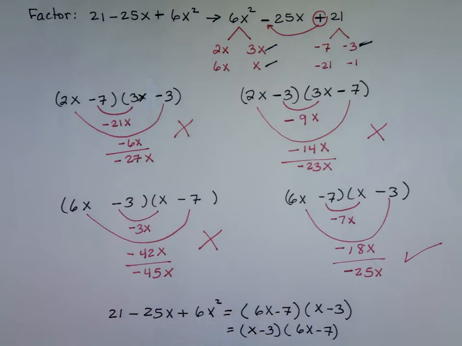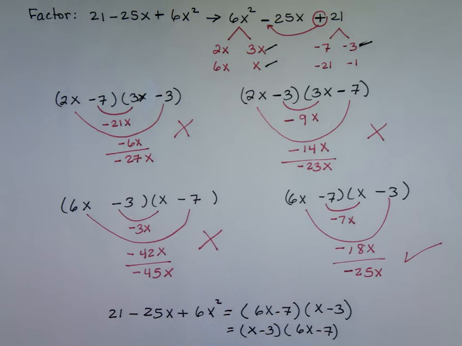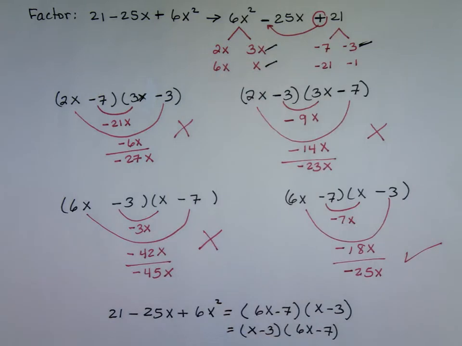Every example that we did on this video so far, the last sign was positive, which means both signs are the same. They're either both positive or they're both negative. Now let's look at it if the last sign is negative, not positive. How is that going to be different?